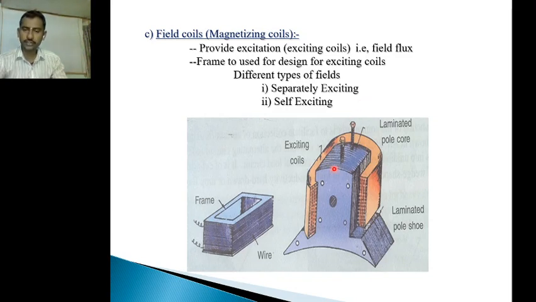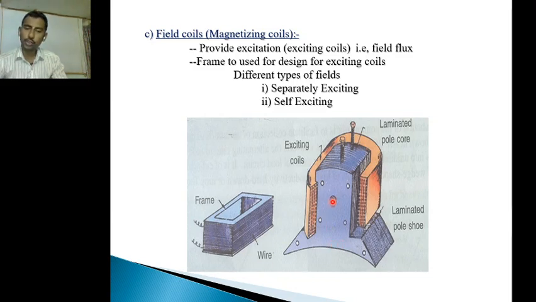By observing this diagram, here this one is the pole core, and to fix the pole core to the yoke, these are the bolts. Some additional arrangement is there for strongly fixing the pole core, here one rivet. And to hold the field coil on the pole core, we provide the pole shoe. So these are the pole shoes.